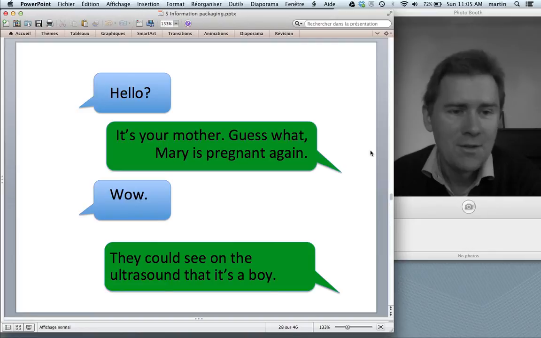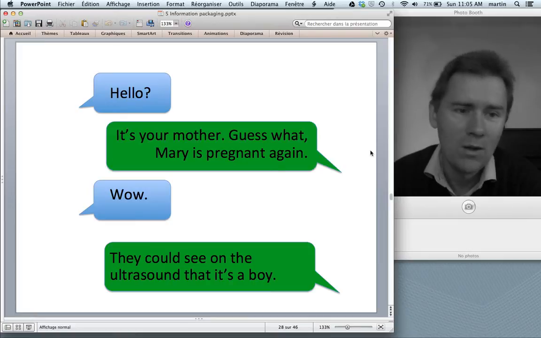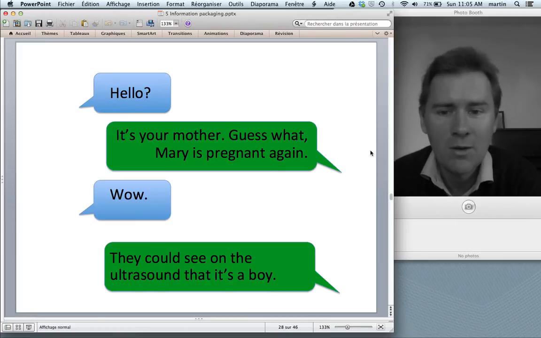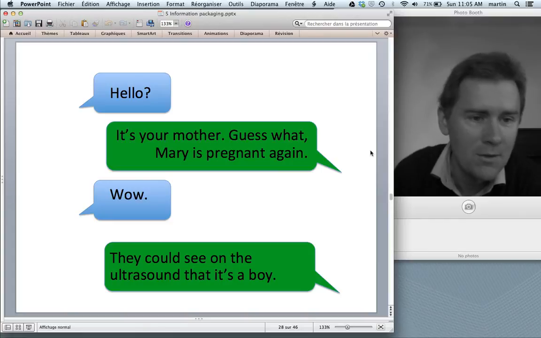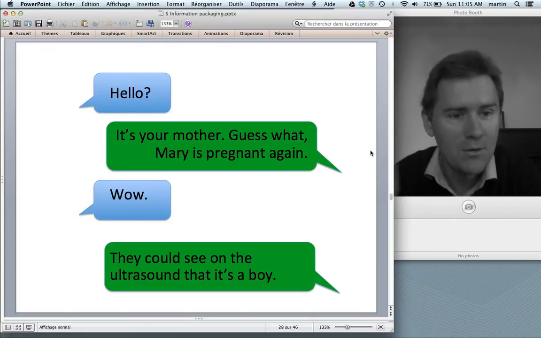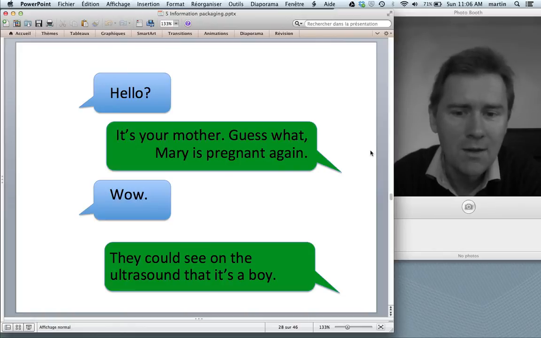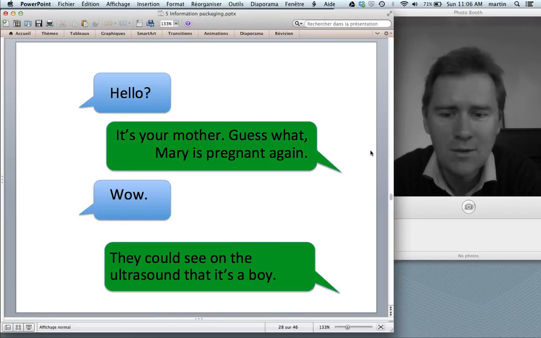Here's another little dialogue that shows activation. So again, the phone rings, you pick it up, and, well, it's your mother again. It's your mother. Guess what? Mary's pregnant again. You say, wow. And your mother continues, they could see on the ultrasound that it's a boy. What is remarkable about this conversation is that it works perfectly, but there are so many things that your mother does not express. Yeah, they could see on the ultrasound that it's a boy.